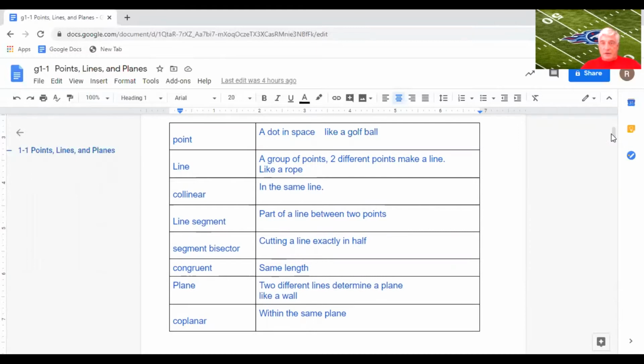Let's get rid of the football field. Now I've gotten rid of the football field. A point is a dot in space.